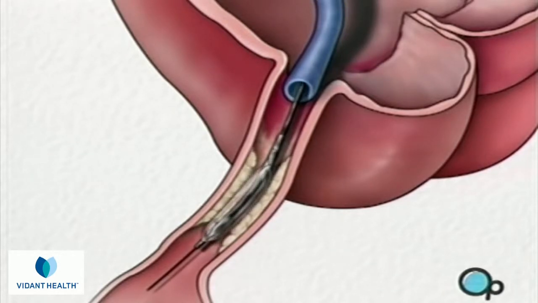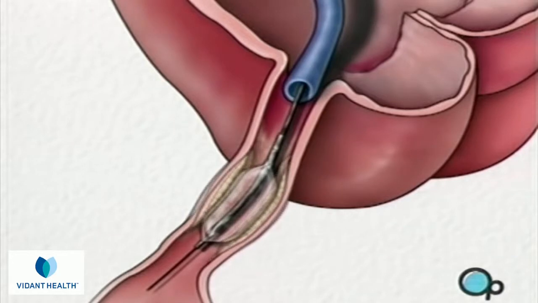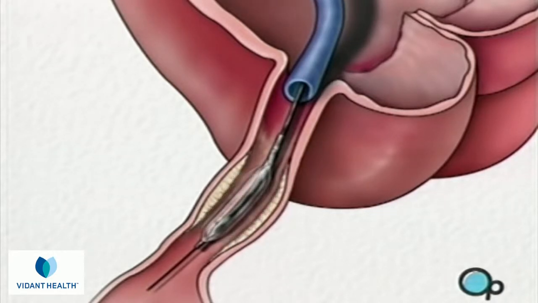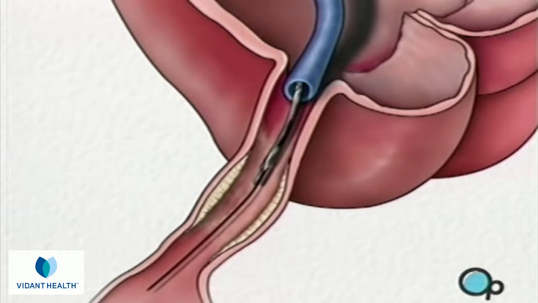The balloon is briefly inflated. As it expands, it squeezes the plaque deposits against the wall of the artery. It also stretches the artery wall and enlarges the channel through which blood flows. Your doctor will continue to inflate and deflate the balloon until normal blood flow has been restored. The balloon catheter is then withdrawn, and another balloon catheter is inserted. This balloon has the mesh stent tube wrapped around it.